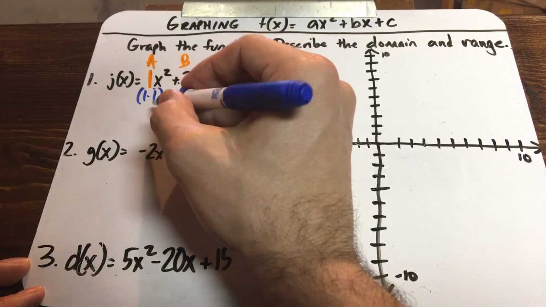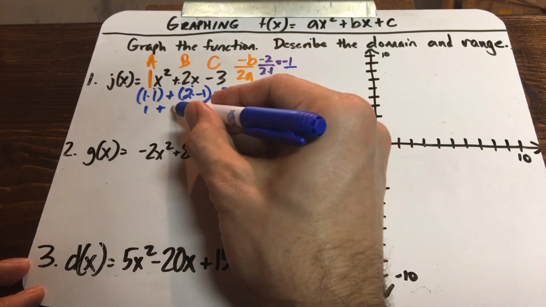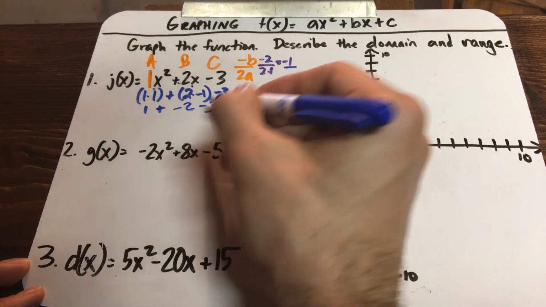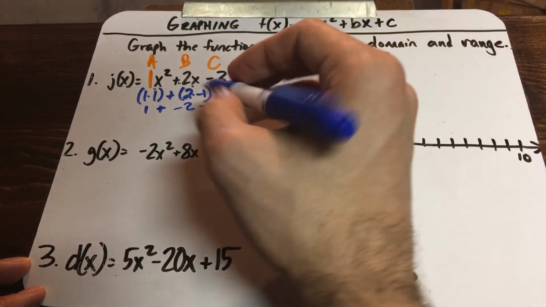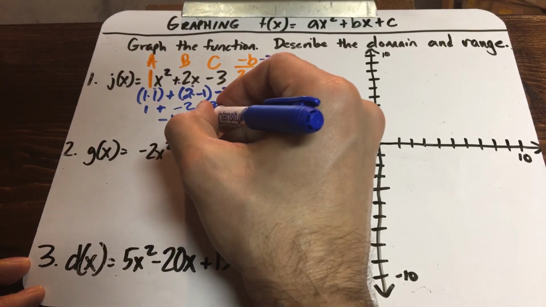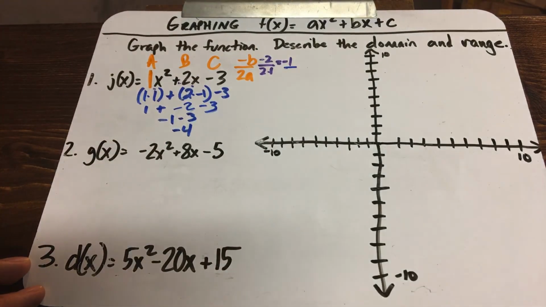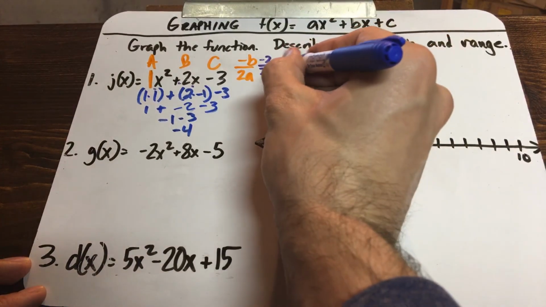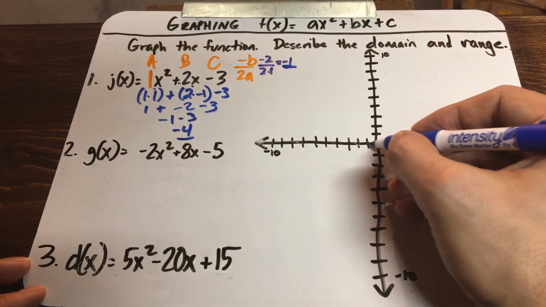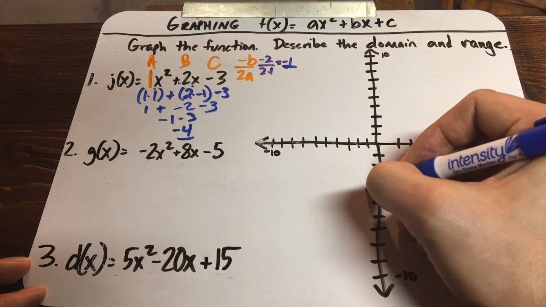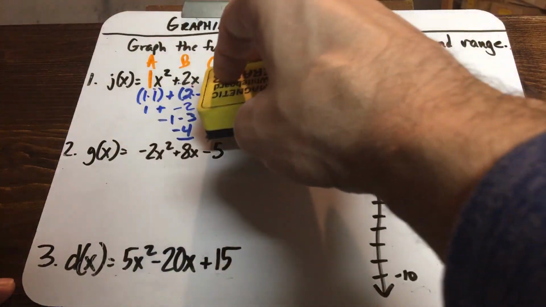And so I've got 1 times 1, that's 1. 2 times negative 1, that's negative 2. Minus 3. And so I have 1 plus negative 2 minus 3. That is negative 1 minus 3. Negative 1 minus 3 is negative 4. And so my vertex is negative 1, negative 4. Right? So I know that negative 1, negative 4, 1, 2, 3, 4, right here is going to be on my graph. It's going to be the vertex.